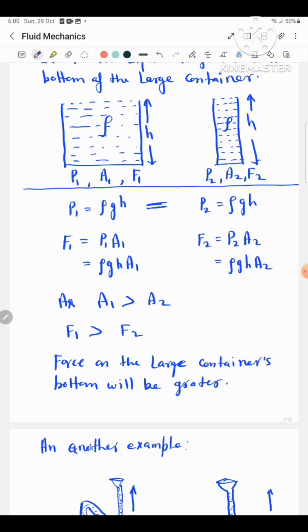But force F1 is P1 into A1, that will be rho g h A1, and force F2 on this bottom will be P2 into A2, equal to rho g h A2. Here A1 is greater than A2, means F1 is greater than F2, means the force on the larger container's bottom will be greater, but the pressure on the bottom of both containers will be the same.